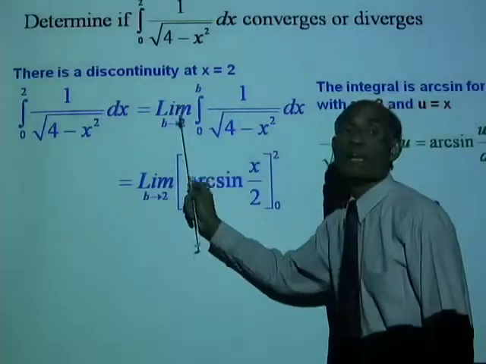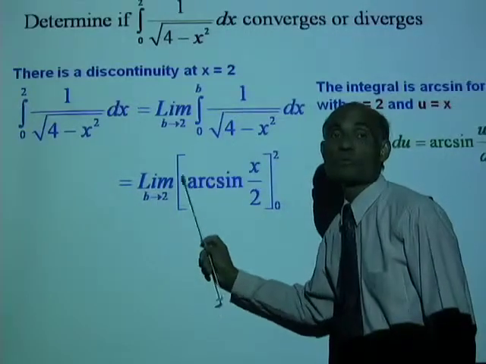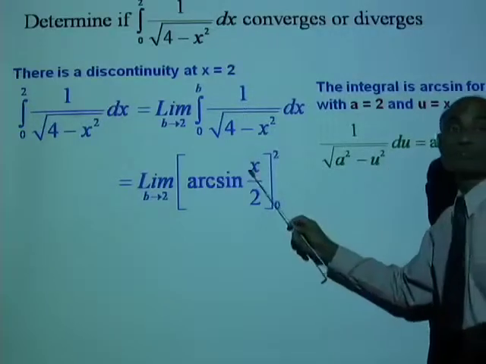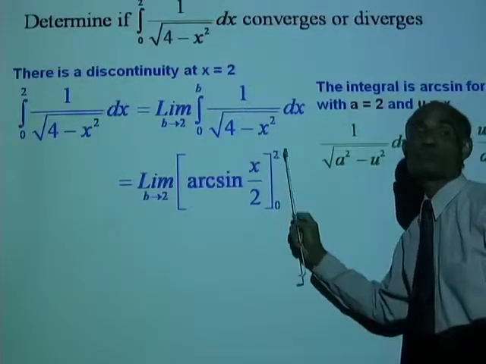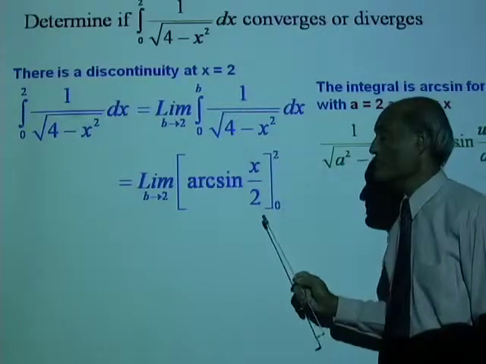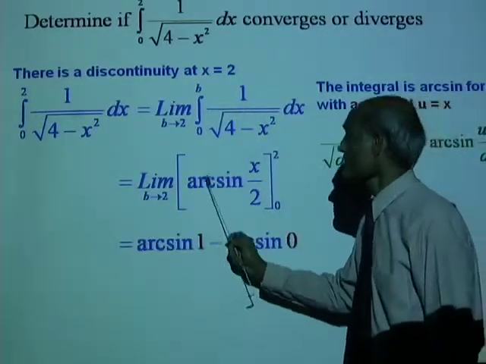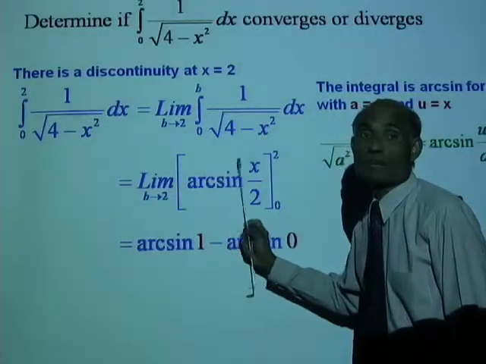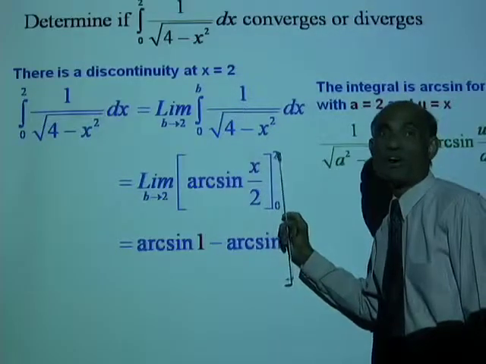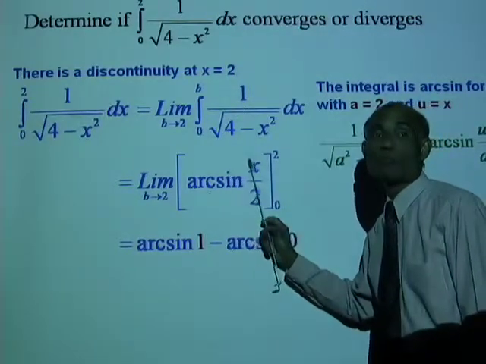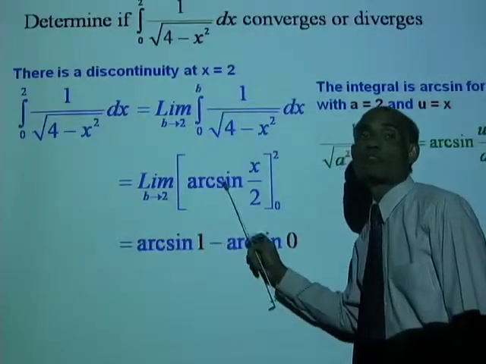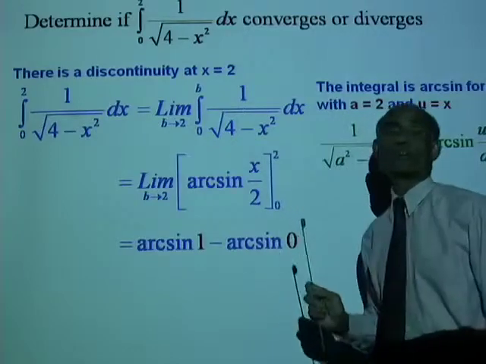Therefore, this will be limit b approaches 2 of arc sine u over a, meaning x over 2, with limits 0 to 2. Let's apply the upper limit and then the lower limit. When b goes to 2, arc sine of 2 over 2, that is arc sine 1, minus, when x equals 0, arc sine 0.